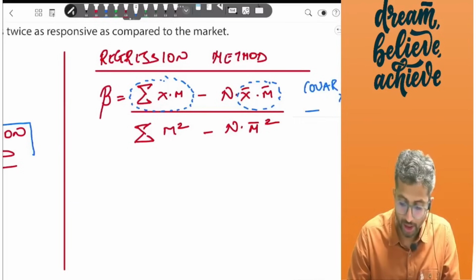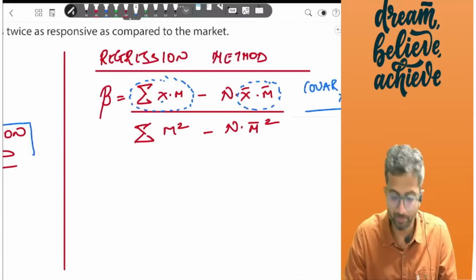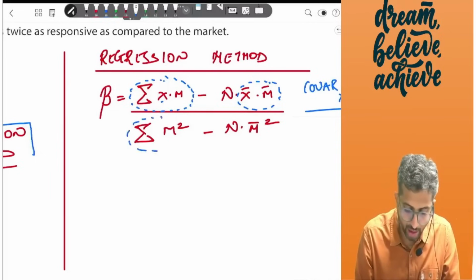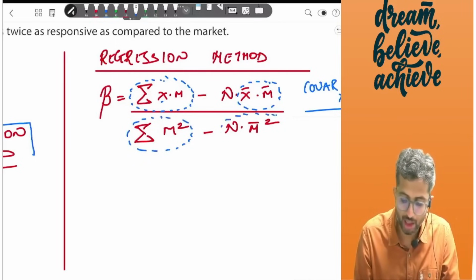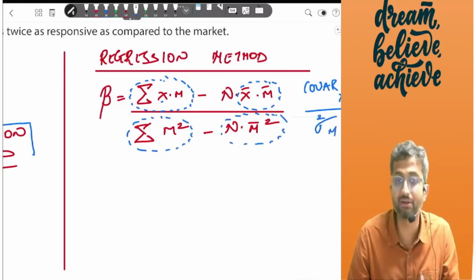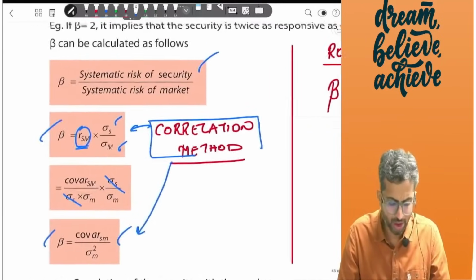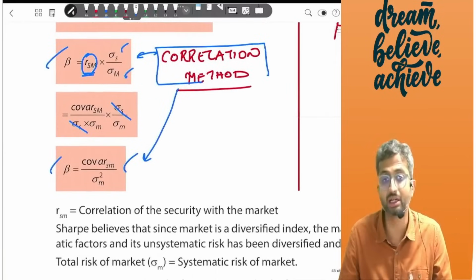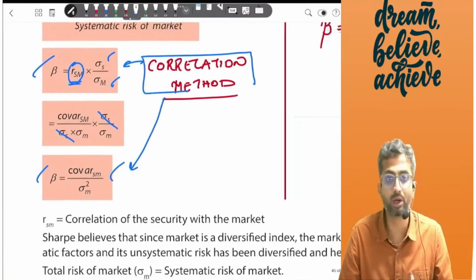But in the denominator, instead of x into m, you are doing m into m. So this is only the market. Again, instead of x bar into m bar, you are doing directly n into m bar squared, and hence in the denominator you are looking at it as if it is the variance of the market. So loosely speaking, this formula will give you almost the same, or rather exactly the same, subject to certain approximation, answer as the correlation method.